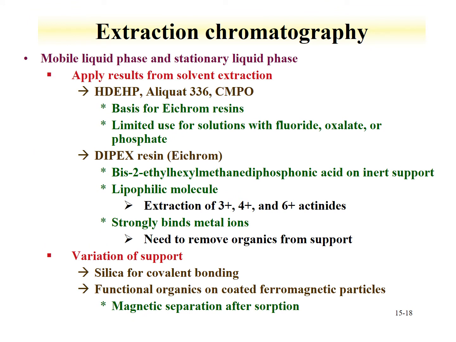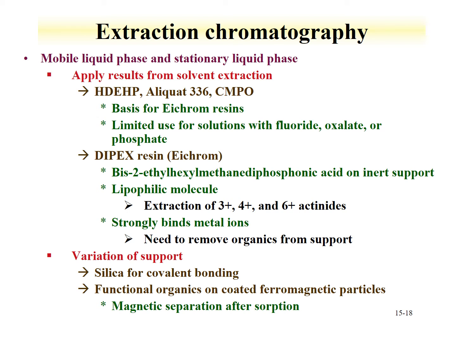Extraction chromatography is also performed with americium. One can think of extraction chromatography as combining solvent extraction and ion exchange, where there's a mobile liquid phase, generally the aqueous phase, and a stationary liquid phase, generally represented as the organic. So for the americium work, you can apply studies that were performed with the organic ligands such as HDEHP, CMPO, Aliquat 336, and these are the basis of Eichrom resins.